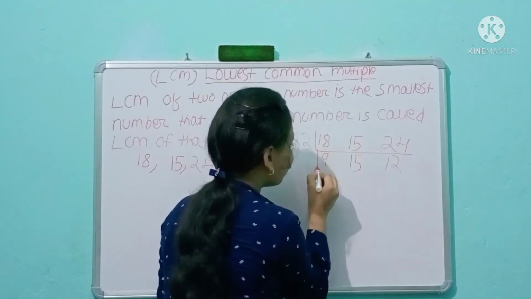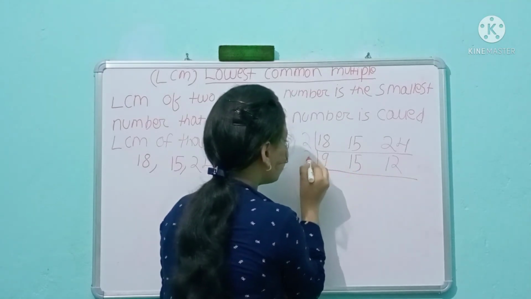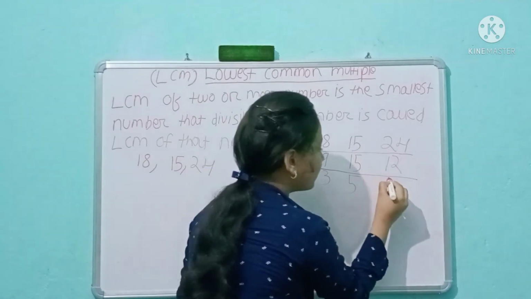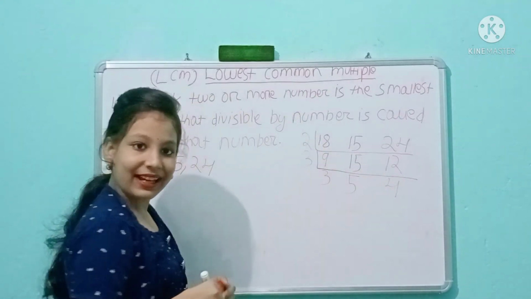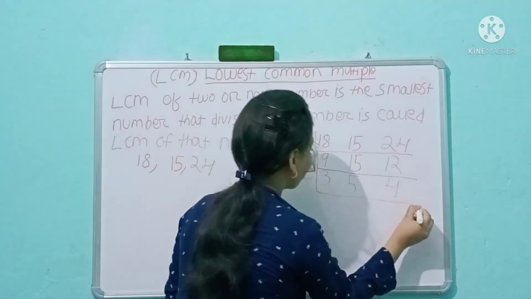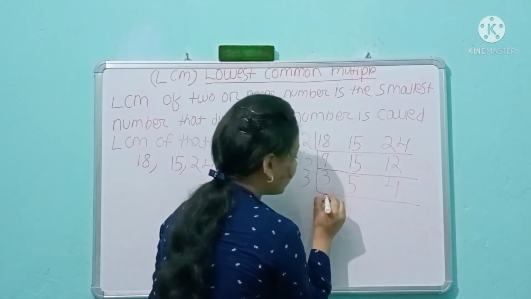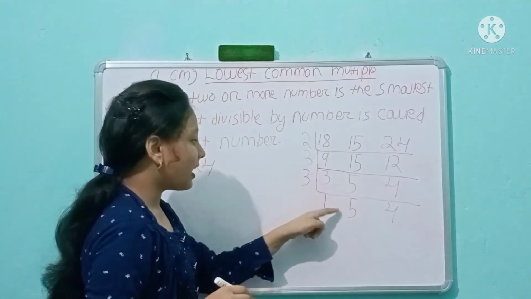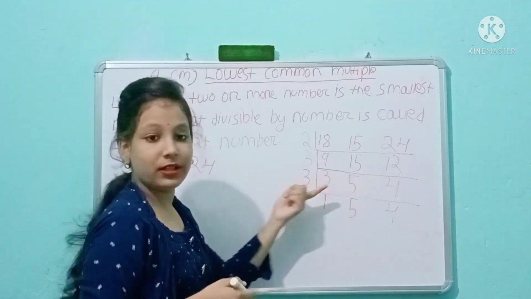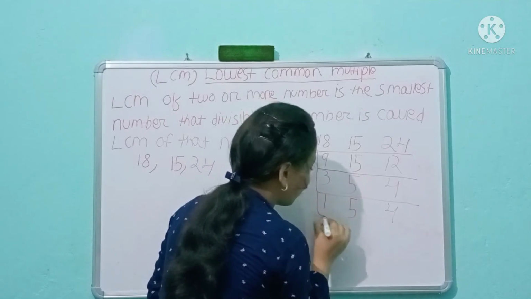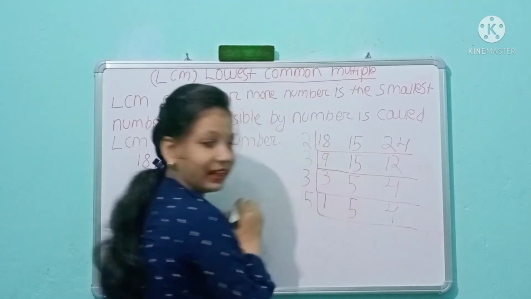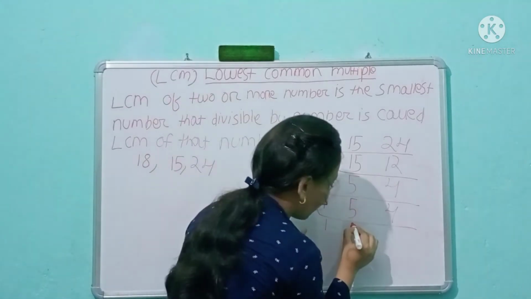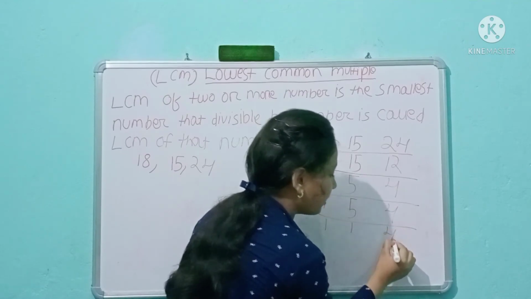Then we divide it by 3. 3 3s are 9. 3 5s are 15. 3 4s are 12. Clear? Then we divide it by 3. 3 1s are 3. 5 is left over and 4 is left over. Why? Because 5 is not in the 3 table and 4 is also not in the 3 table. Then we divide it by 5. So 5 1s are 5. Here 1 is left over. Then 4 is left over.